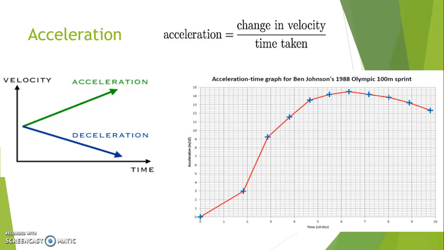Looking at the graph on the right of the acceleration time graph from Ben Johnson's 100 meters, it shows that the first 2 seconds of his acceleration was gradual, then after 2 seconds it's dramatic acceleration, and then it gradually levels out again until he reaches his peak around 6.5 seconds. Then he starts to decelerate.